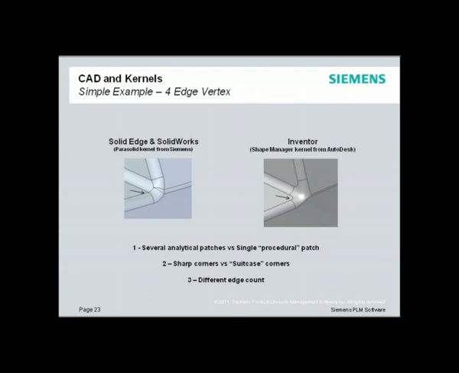You can argue whether one of those is better or worse, and some will like one and some will like the other. The point is they're different. And if you compute this 4-edge round in different kernels, you will get different answers. You can see in the Inventor they do this thing we call a suitcase corner by default, where that little arrow is pointing. That's kind of got a little built-in round there, whereas the SolidWorks Solid Edge answer doesn't. And there's an option to do suitcase corners, but the point is the answer is different out of the box between the two. There's a different edge count, which matters a lot to computing downstream features.